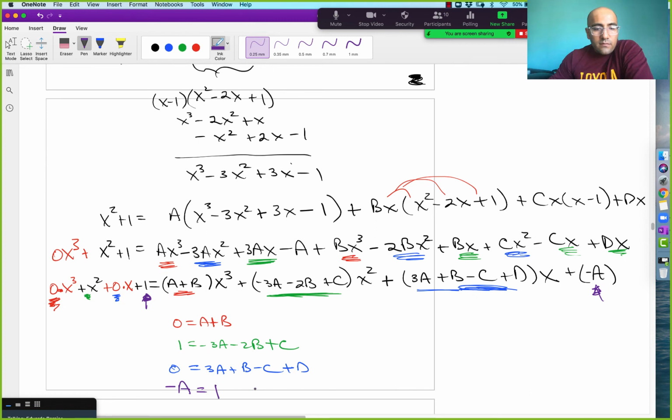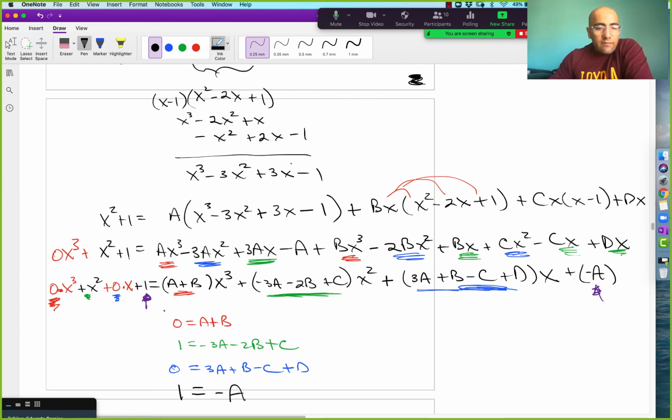I don't know why I flipped it around. Minus positive 1 equals minus a. Positive 1 must be equal to the minus a. Wait, what? Whatever. It's the minus a.